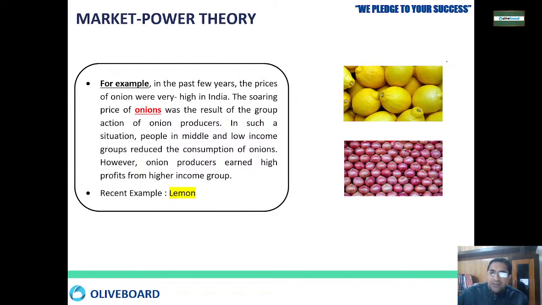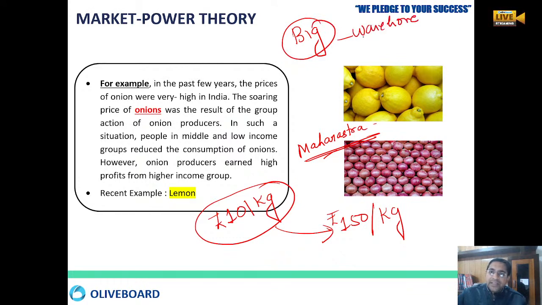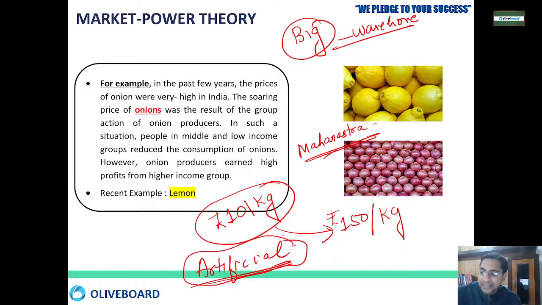Like if we see over here in our country, if you go to Maharashtra, earlier the onion was 10 rupees per kg, but all of a sudden the price of onion went up to 150 rupees per kg, from 10 to 150. Why? Because some big warehouse people held the onion to show an artificial shortage. They showed the artificial shortage by not releasing the onion in the market. They have the onion, there is no shortage, but they showed an artificial shortage.